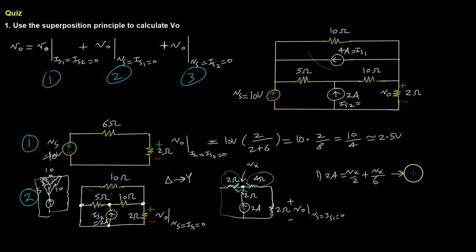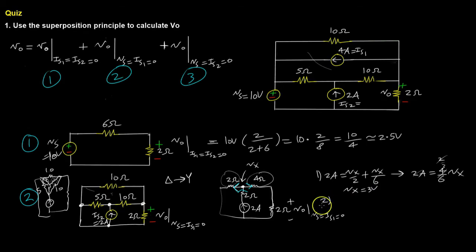So what we get is 2 amps is equal to, let's find the common denominator. Multiply by 3 here, we get 4 over 6 Vx. Let's see if that's correct. Right, that should be 4 over 6, which is just 2/3. We can cancel the 2 out, so that's 2/3. Cancel these 2's, and we have that Vx is equal to 3 volts.